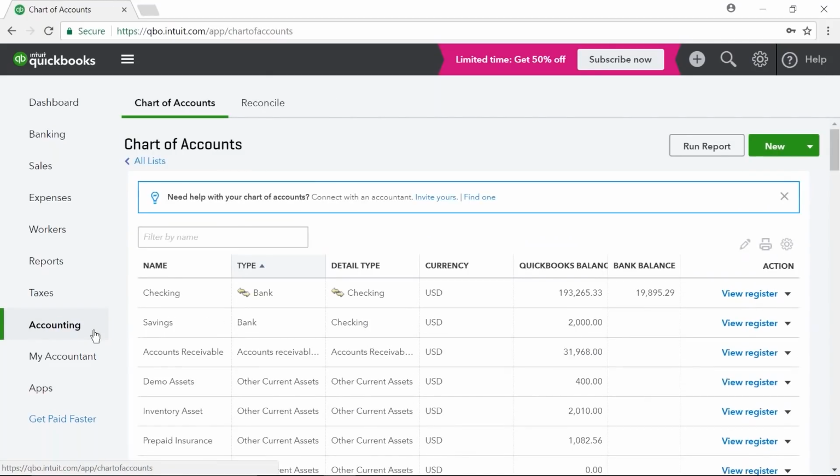And the chart of accounts is a list that makes up all of the different categories that you can apply to transactions as you enter them. Basically, the chart of accounts is your way of summarizing every transaction that enters into QuickBooks, and also every transaction that you have actually had in the real world.